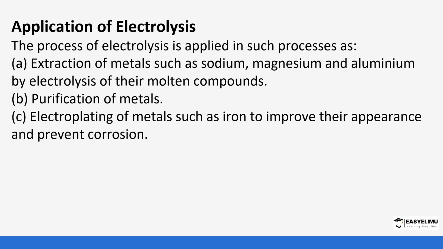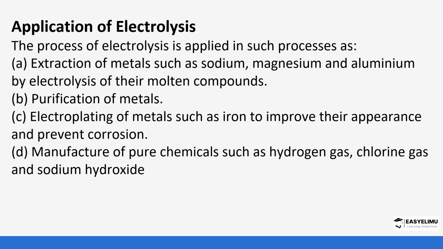It is used in the electroplating of metals. So we mentioned this in Form 1 when we were discussing how to prevent rusting, although we are going to go into details as well in Form 4. It is used in the manufacture of chemicals such as hydrogen gas, chlorine gas, and sodium hydroxide. And then let's do a few questions.